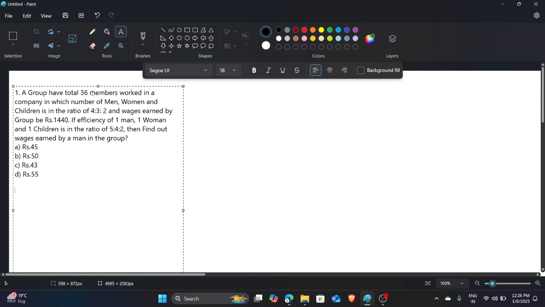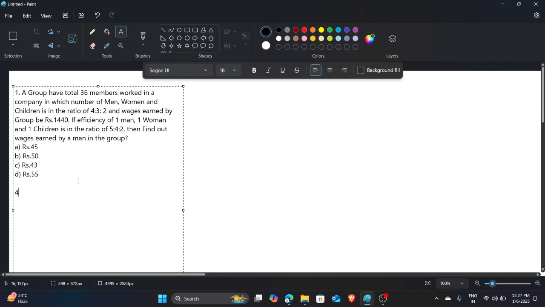A group has 36 members working in a company, in which the numbers of men, women and children are in a given ratio, and the wages earned by the group are rupees 1440. If the efficiencies of one man, one woman and one child are in a given ratio, then find out the wages earned by the men in the group. Simple. That is what they are asking.